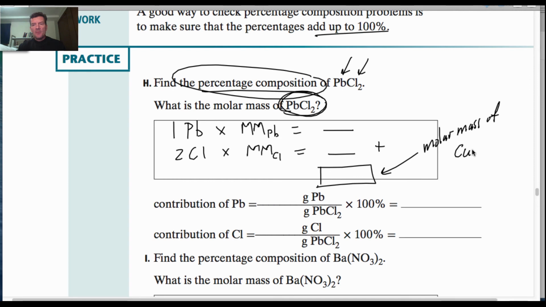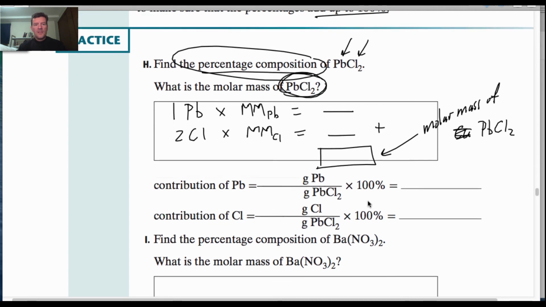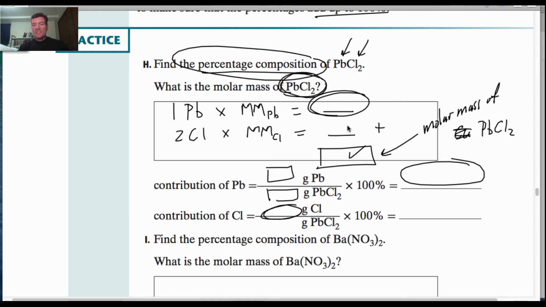of lead(II) chloride, PbCl2. Okay? Now I figure out what percent of that total is due to the lead. So I take the mass of the lead, which was this number, and I divide it by the total, which is this number right there, multiplied by 100, and I have my percent composition of the lead. I take the mass of the chlorine, which was this number, and I divide by the total of the whole compound, multiplied by 100, and this would be the percent for the chlorine.